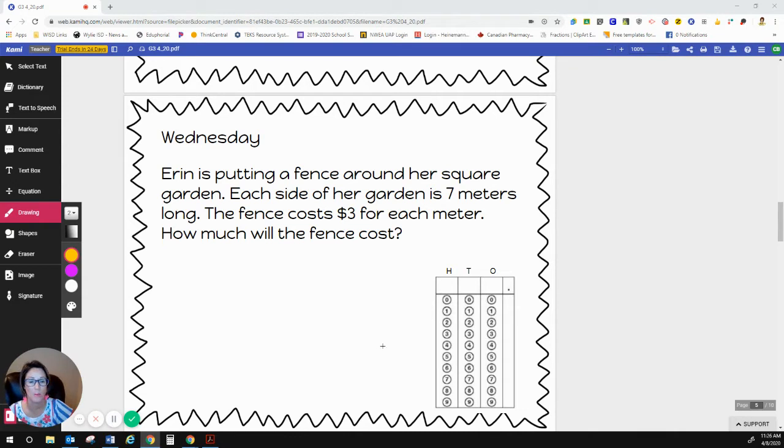All right, so thinking about who and what. Okay, who is this story about and what is happening? So it's about Erin, and she's putting a fence around her garden. I know that the garden is square, and I know that each side of the garden is 7 meters. So we're going to draw that out because it didn't give me a visual. So we're going to create our own.